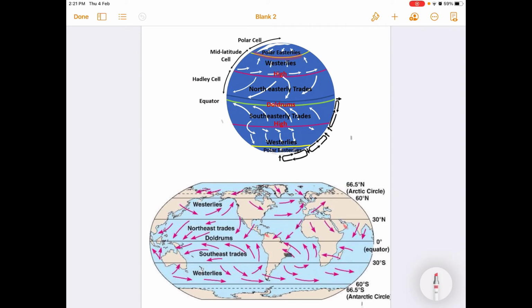Next we have the polar easterlies in the northern and the southern hemisphere, Arctic and Antarctic region. Now in this area the winds blow from the polar high pressure area towards the subpolar low pressure areas, and in the northern hemisphere the direction of the wind is from northeast, and in the southern hemisphere the direction is from the southeast. So, that is why the name given to them is polar easterlies.